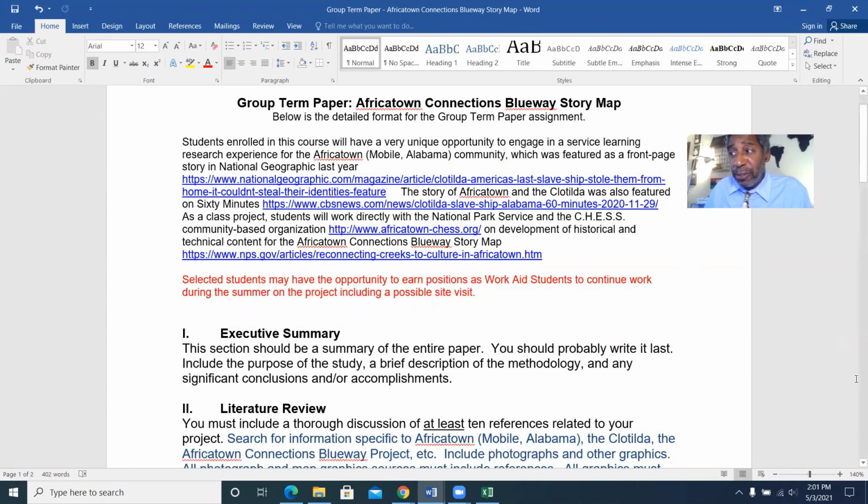The National Park Service approached me and wanted me to build this story map for Africatown, the same way that I built the story map for the Overtown community. And I said, wait, we have a lot of really smart students at TSU. I'm teaching urban geography. We should make this a class project. So this is a team effort.